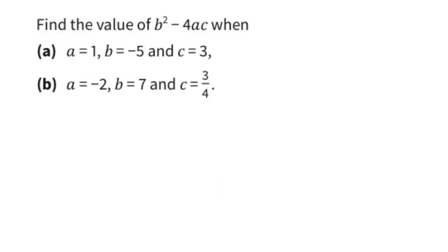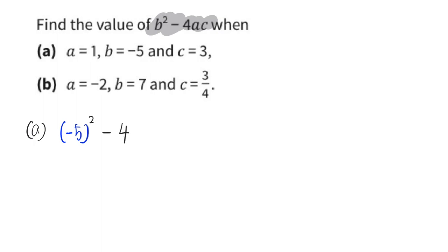Alright, let's find the value of B square minus 4AC. Sorry. When we are given the values for all the variables, this is pretty straightforward. All we have to do is to substitute the value in. So in this case here, my A will be equal to 1, B equals negative 5, C equals 3. So every time you substitute a value in, do make sure to put a bracket.